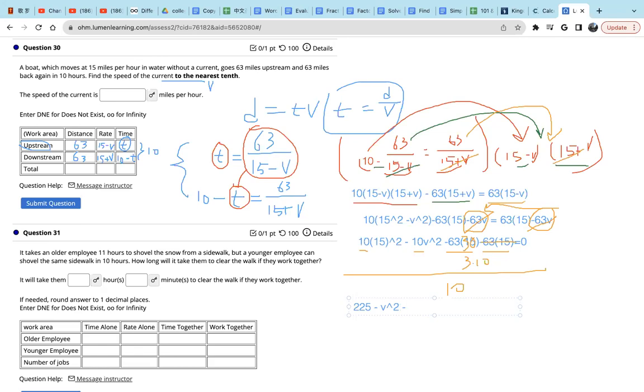I only have 63 times 3. 63 times 3, what's that? Well, 3 times 3 is 9, 3 times 6 is 180. So I rewrite this as 189.